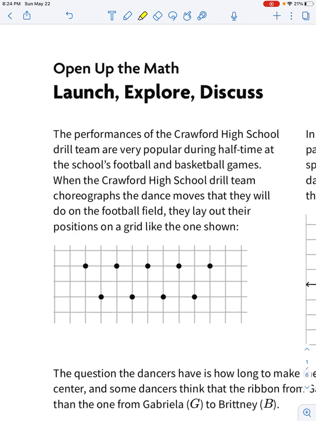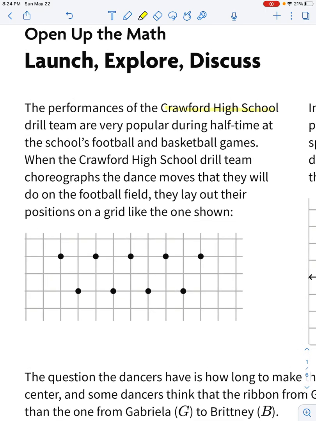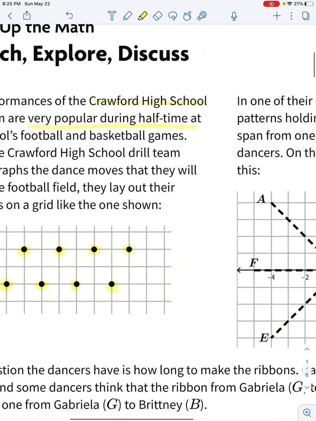Okay, so we're going to use this example here today of a performance at Crawford High School. It's their drill team. They're very popular during halftime at the school's football and basketball games. And when the Crawford High School drill team choreographs the dance moves they'll do on the football field, they lay out their positions on a grid like the one shown. So they'll stagger themselves. That makes sense when you're in a team like that, so you can see everybody on the field.